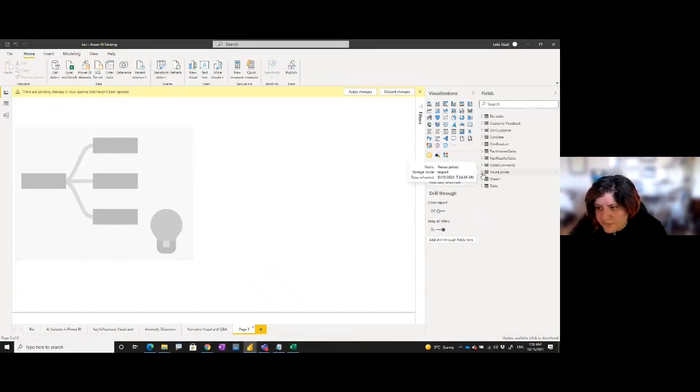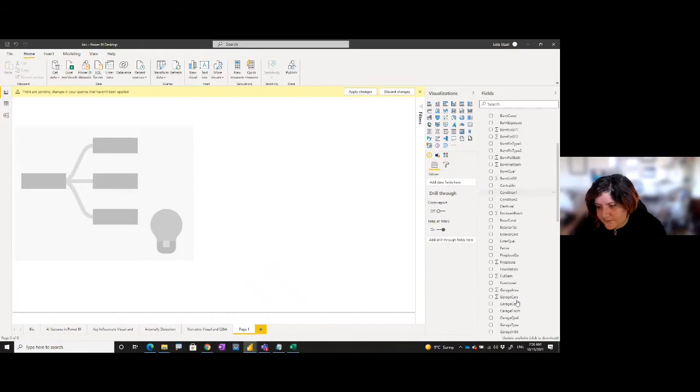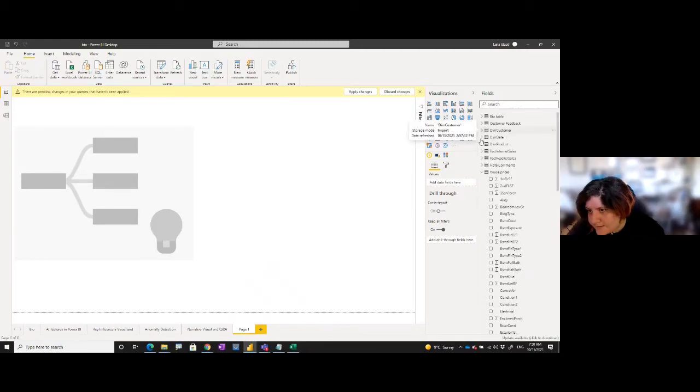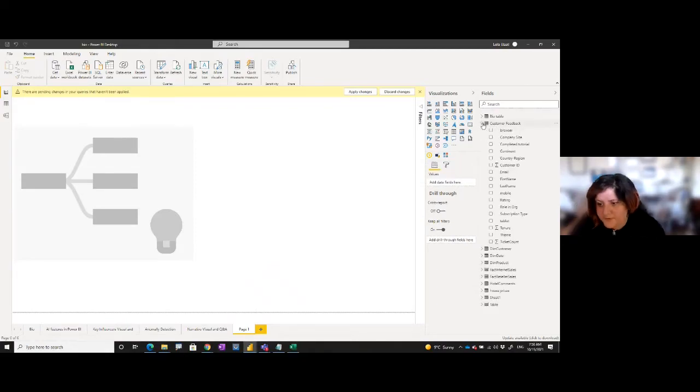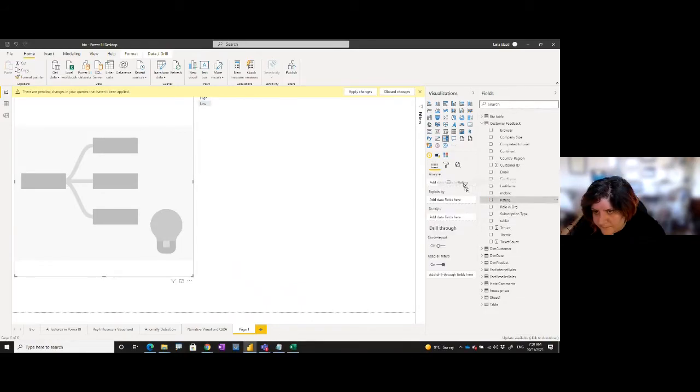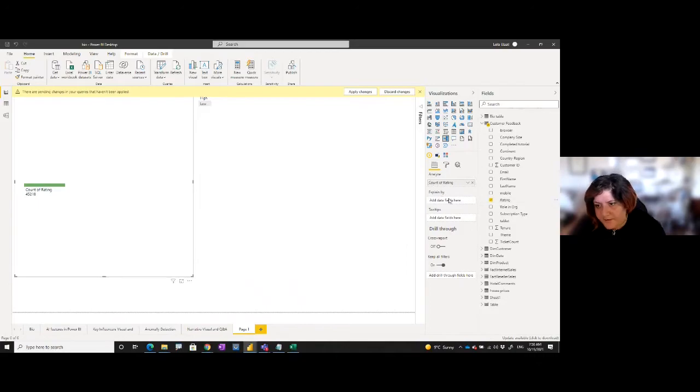So I'm going to show you that very fast. Here the decomposition tree uses the same thing. The other one I think is better, the customer feedback. I'm going to work on that and check the rating. So exactly, you see that we are going to analyze by role in organization, tenure, ticket count.